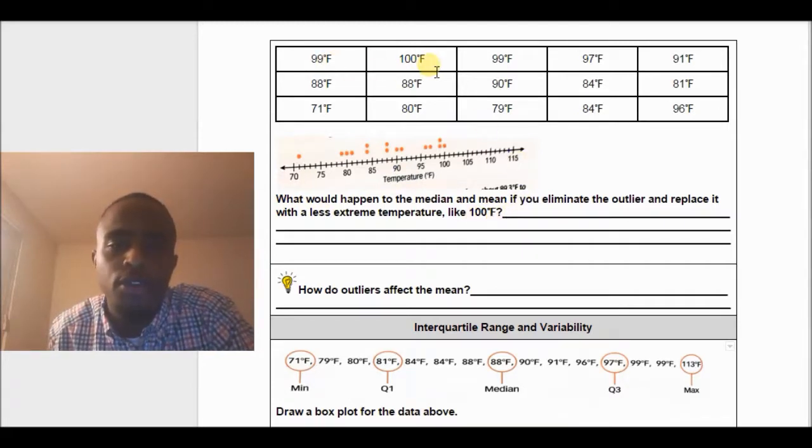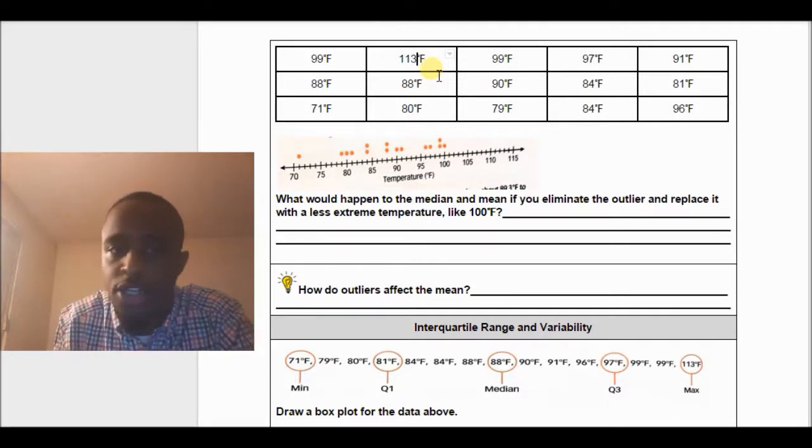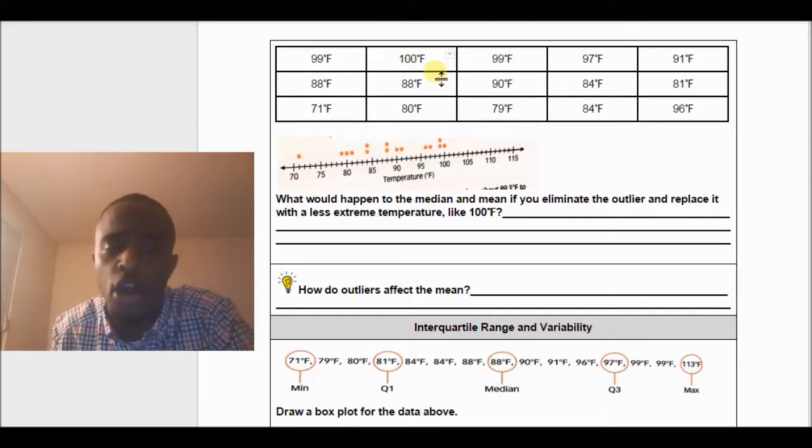100. So notice here in the table, we took out that 113 and we replaced it with 100 because right here we had 113, but now I have replaced it with 100 degrees and it should say 100 degrees on your homework page. So I want you to go back and I want you to calculate the median and the mean after we replace our outlier of 113.